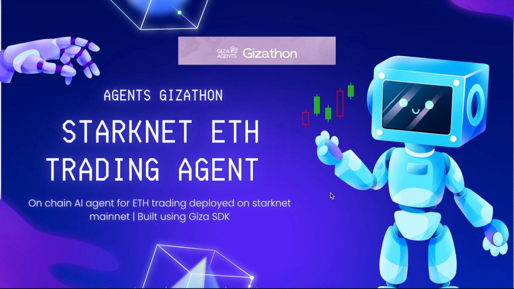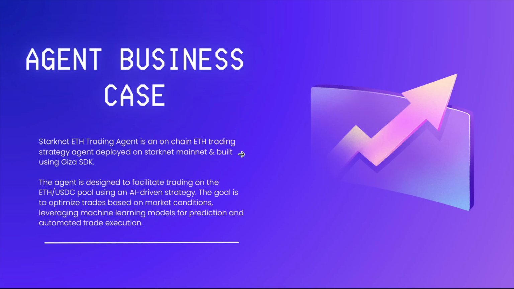This is project Starknet ETH trading agent. It's an on-chain AI agent for ETH trading deployed on Starknet mainnet. Let's look at the agent business case. The agent is designed to facilitate trading on the ETH USDC pool using an AI-driven strategy. The goal is to optimize trades based on market conditions.